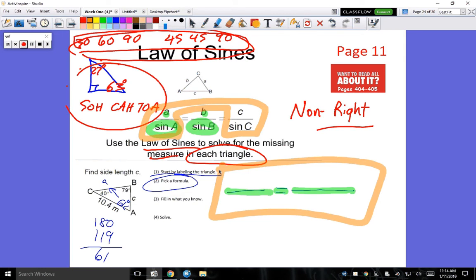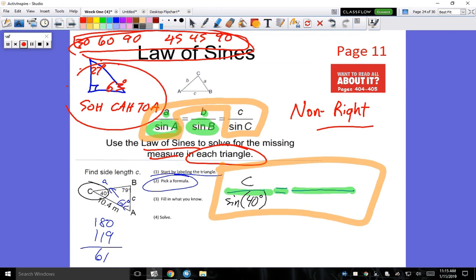Alright, which one do y'all want to solve for first? C, lowercase c, or lowercase a? What do you want to do? There's no right or wrong answer. C. Let's go for C. So I'm going to solve for C. So that means I have to have it over the sine of big C. What's big C? 40. Okay.